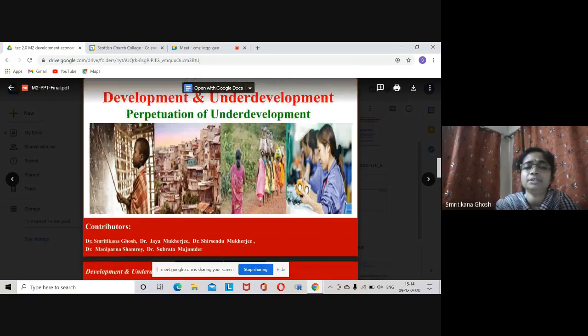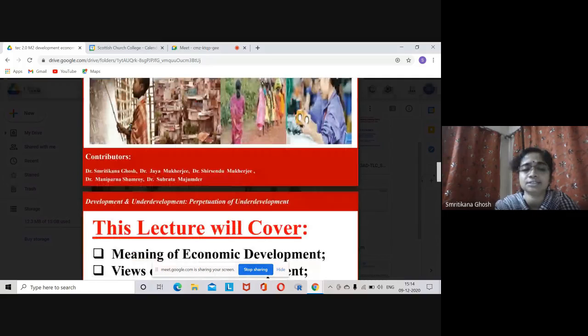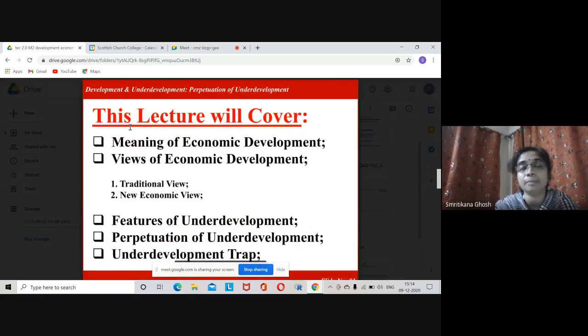So, let me first explain what we will discuss in this class. The very first one is the meaning of economic development. Actually, in daily life, there is a misconception about economic development. Someone is saying this is economic development, someone is saying no, this is economic development. So, here we will explain what economic development is. The second one is that from an economics point of view, economic development is explained in two ways. The first is the traditional view, and the second is the new economic view. So that also will be discussed in this class.